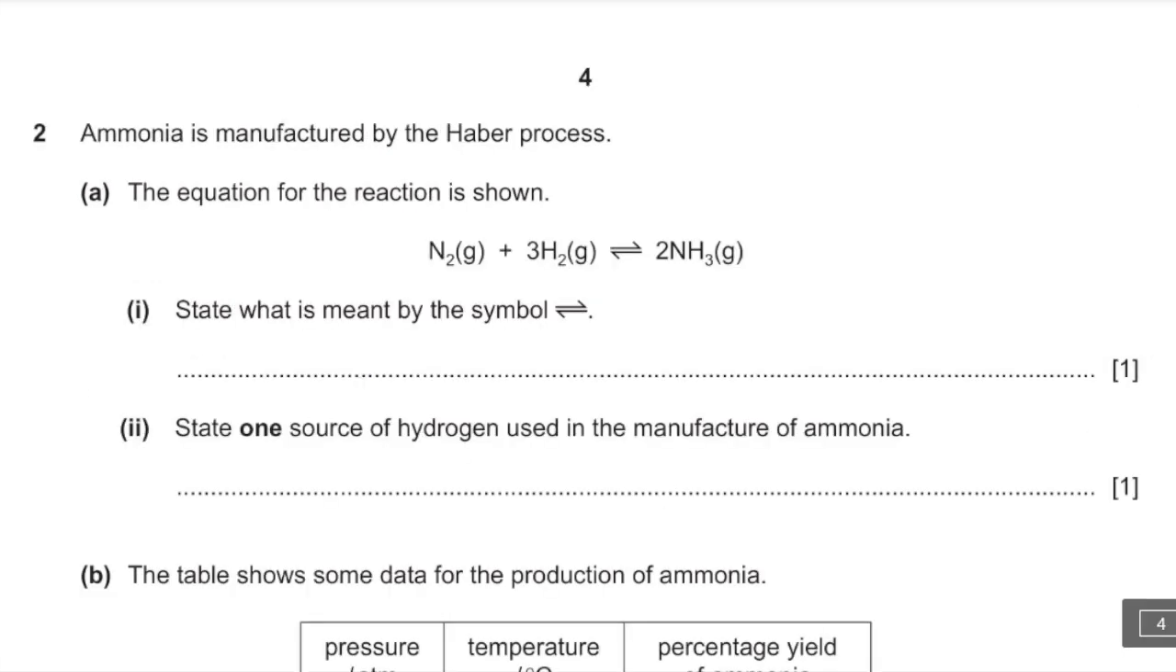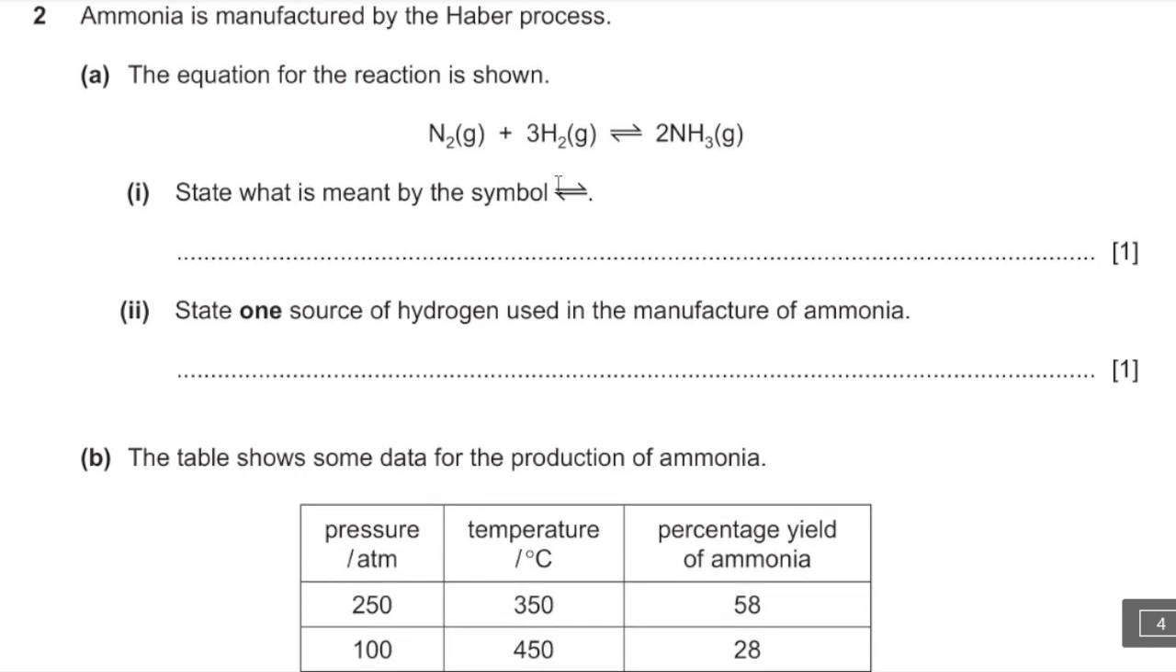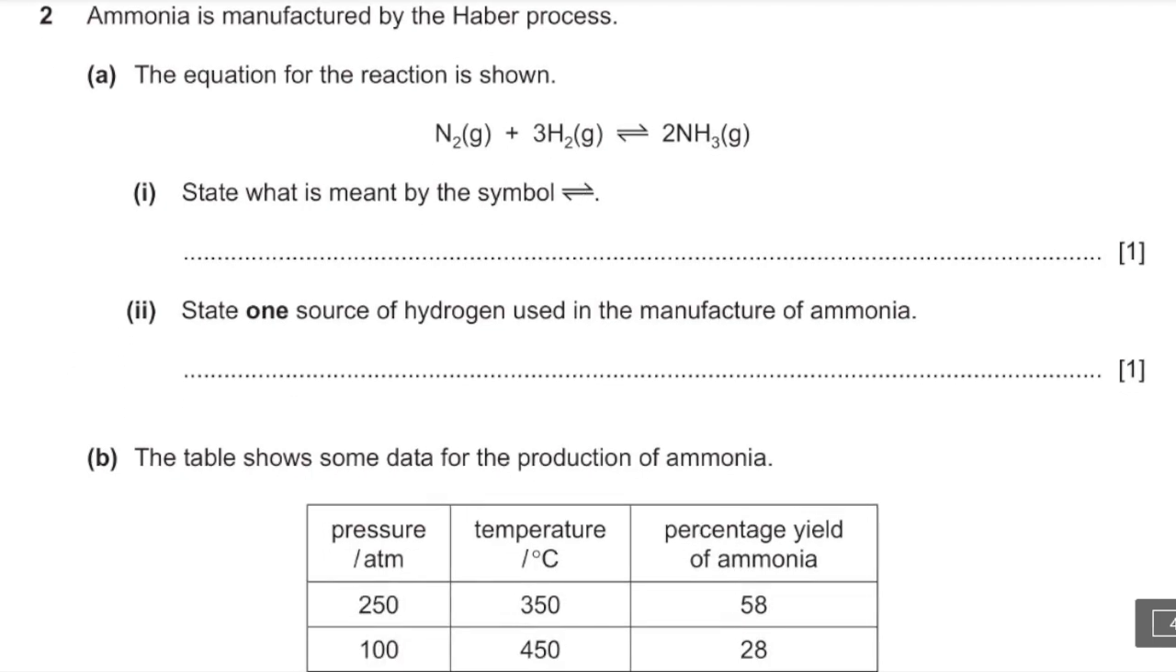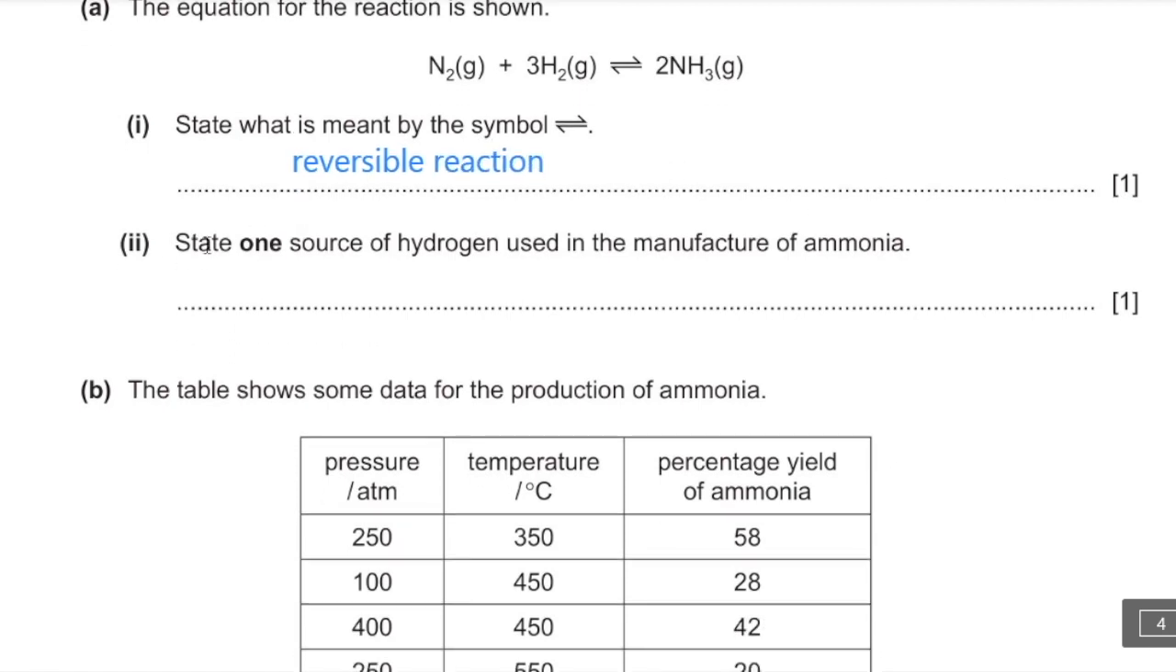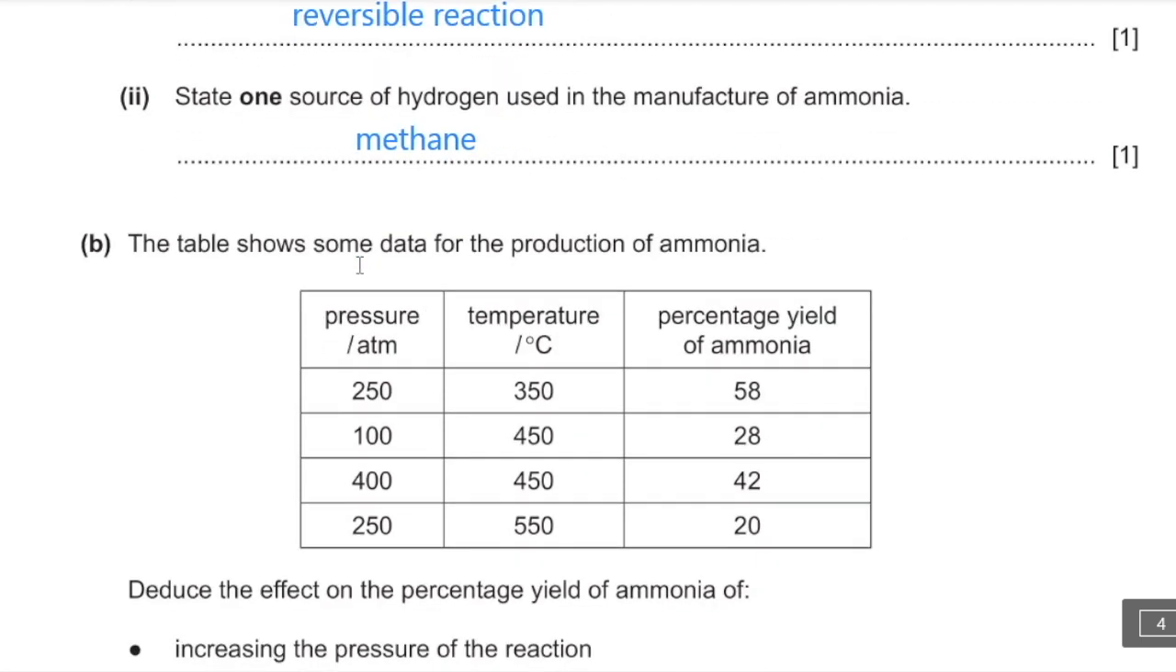2. Ammonia is manufactured by the Haber process. A. The equation for the reaction is shown. 1. State what is meant by the symbol over here. So this symbol means that the reaction is reversible. 2. State one source of hydrogen used in the manufacture of ammonia. So I'll go with methane over here, which is natural gas.